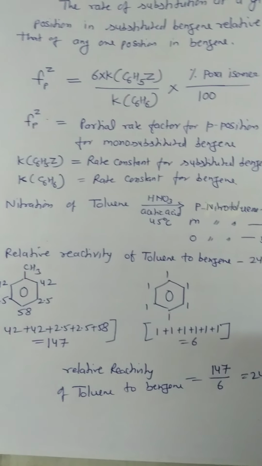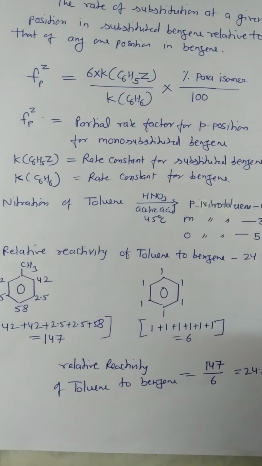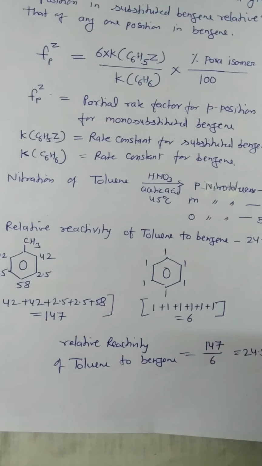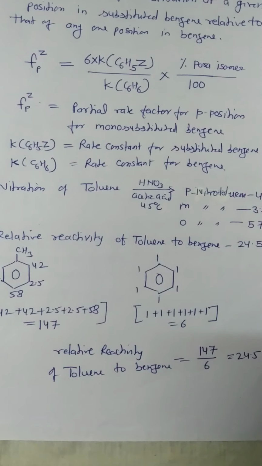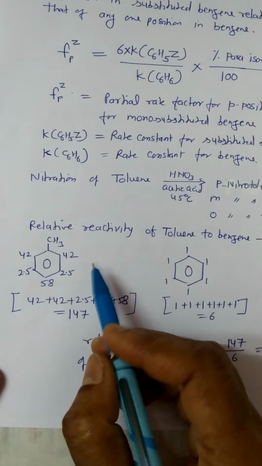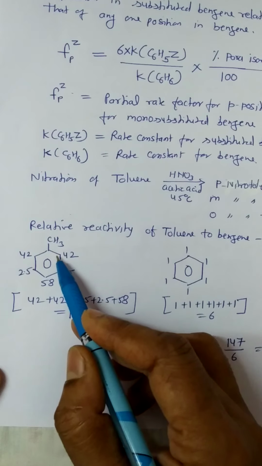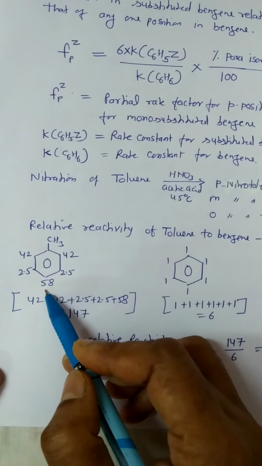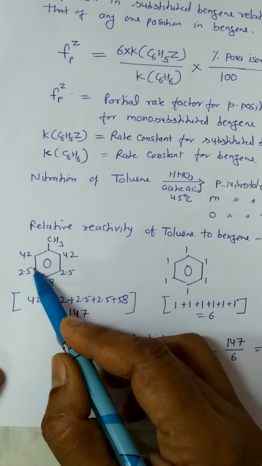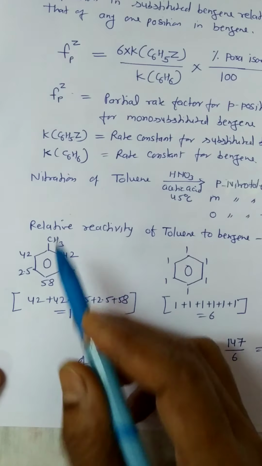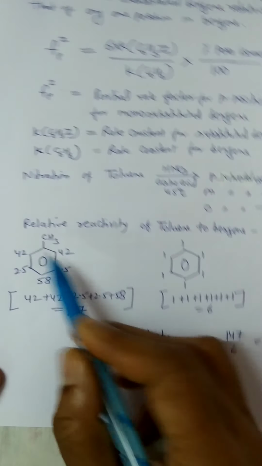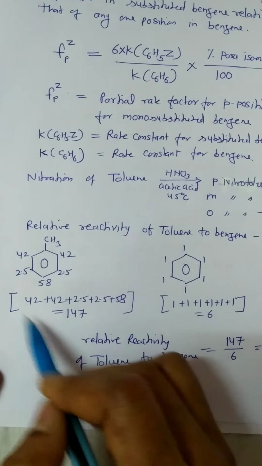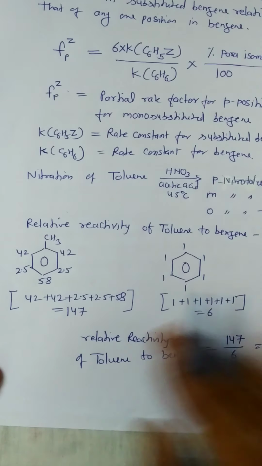Before calculating the partial rate factor for all these positions, we need to know how the relative reactivity of toluene to benzene is calculated. Here, the relative reactivity in case of toluene at ortho position is 42, meta position 2.5, para position 58, meta position 2.5 and ortho position 42. Therefore, taking into account all these positions, we get 147.